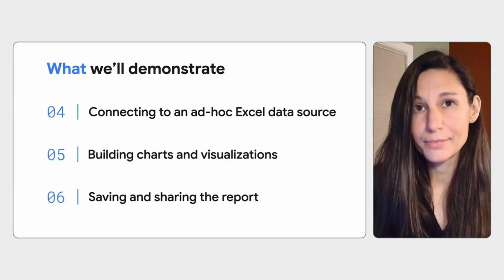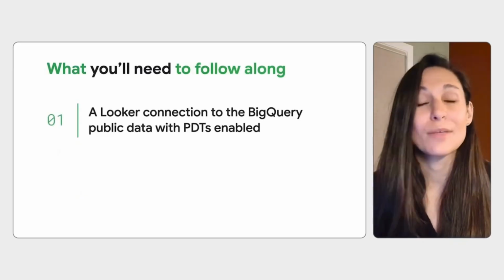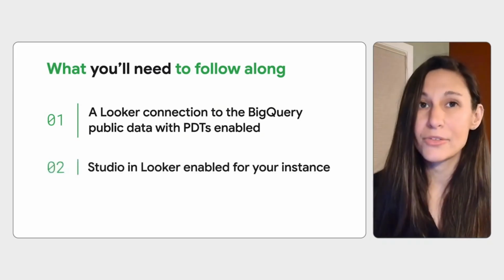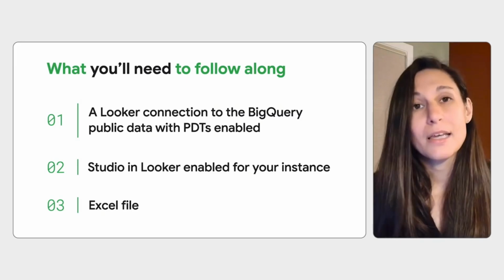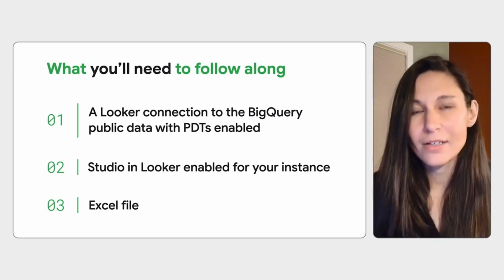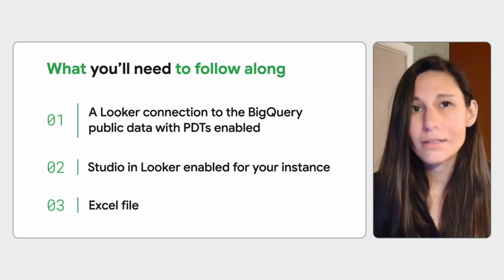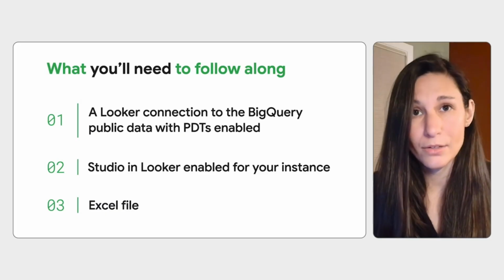share the report. If you want to follow along with me today, what you'll need is a Looker connection to the BigQuery public data. You'll also need Looker Studio enabled for your instance. I'm going to use an Excel file, but if you want, there are many different connectors to different sources in Looker Studio. So you can browse the connectors to see if any ad hoc data that you might have can be brought into a Looker Studio report.